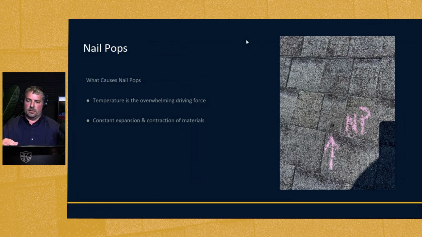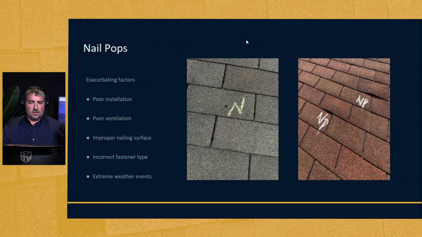So nail pops, right? Your wood framing, your rafters, ceiling joists, all that good stuff, and even moisture levels in the air during hot and cold cycles, all play a factor here. As the materials constantly expand and contract, the nails can work their way up out of a hole, put pressure on the underside of a shingle, and eventually wear a hole in it. So again, back to the exacerbating factors: poor installation, poor ventilation, improper nailing surface, incorrect fastener type. Extreme weather events also play a role in the overall frequency of nail pops observed on a roofing system.